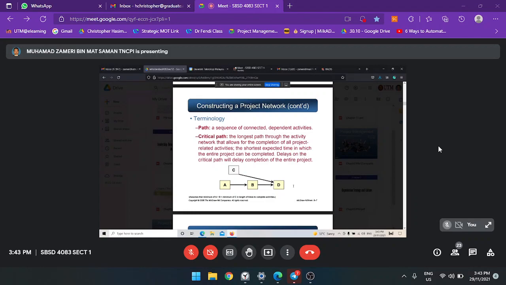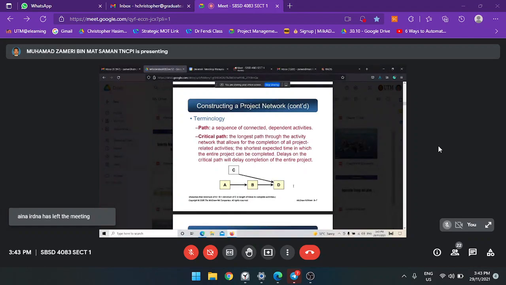Critical path. Because we have several activities, in order for us to manage our project properly, we need to know which one is critical. Critical means the time for the project cannot be reduced. It cannot be reduced. So critical path means, by hook or by crook, we need to finish that particular activity along the critical path. We need to follow the schedule.